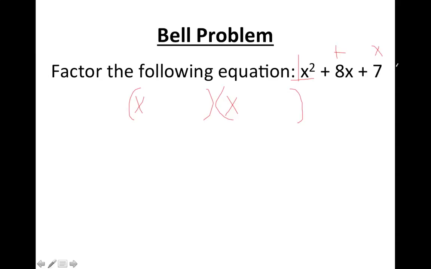Now when you're finding 2 numbers that multiply to be 7, those are called the factors of 7. And since 7 only has one pair of factors, 1 and 7, those will be the 2 numbers that we use. So plug in 1 and 7 into our parentheses and we're done. So the factored form of x squared plus 8x plus 7 is (x plus 1)(x plus 7).